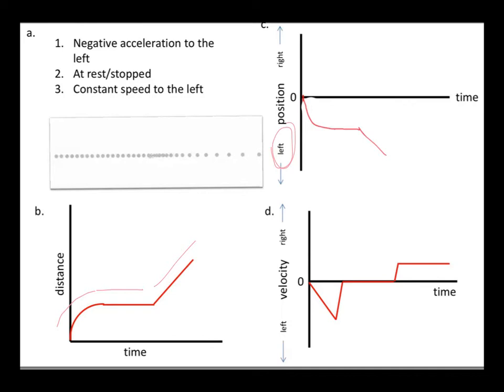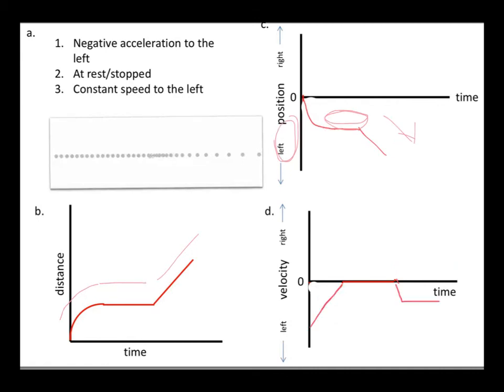So the car accelerated, had a negative acceleration, and again, it's slowing down to a stop. So it's slowing down to the flat portion of the graph, and then continuing at a constant speed to the left. Then we graphed velocity.